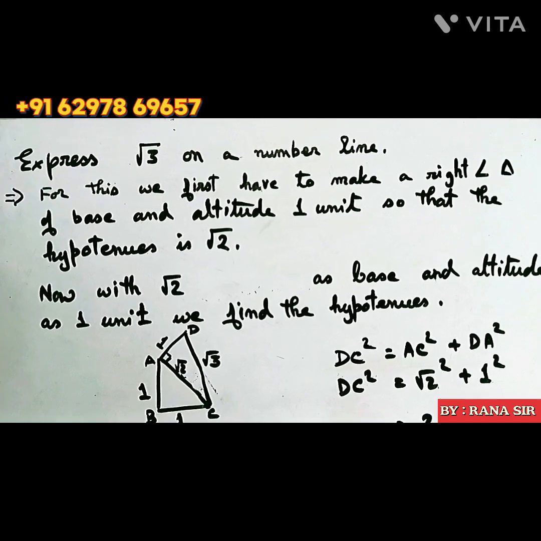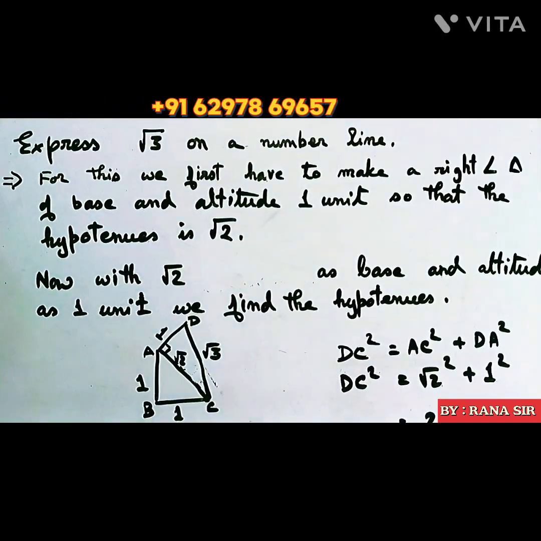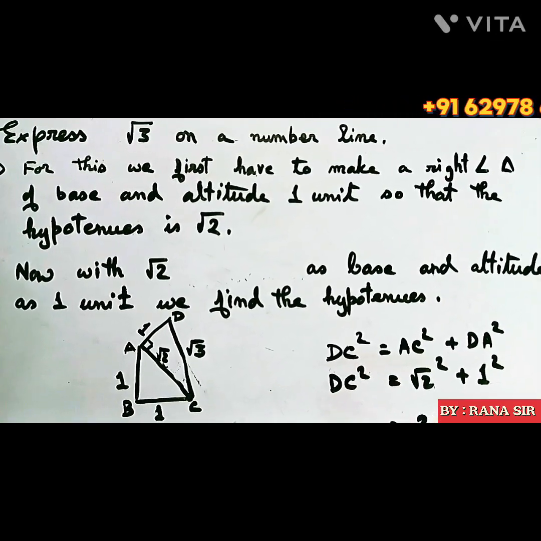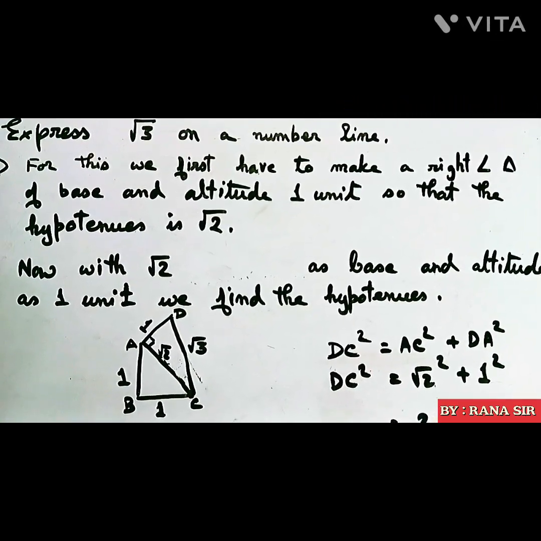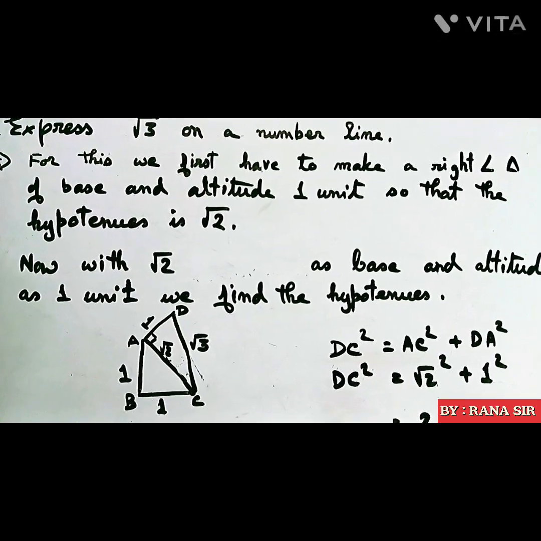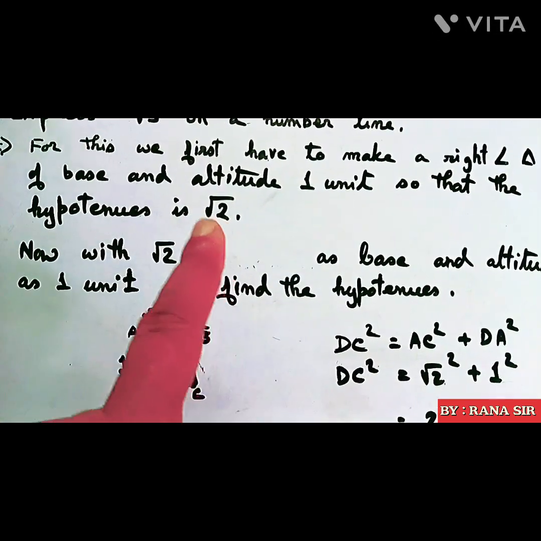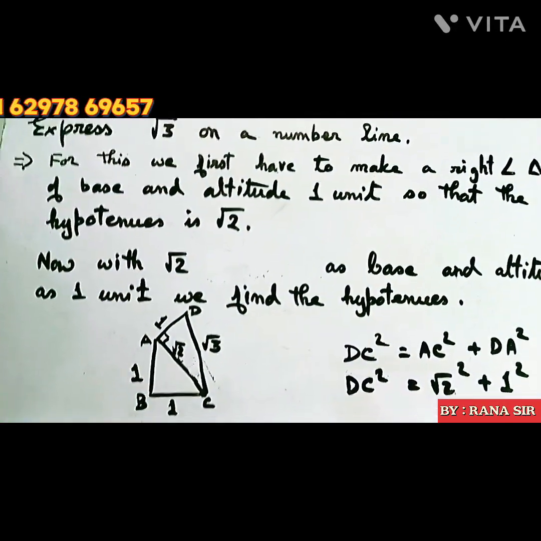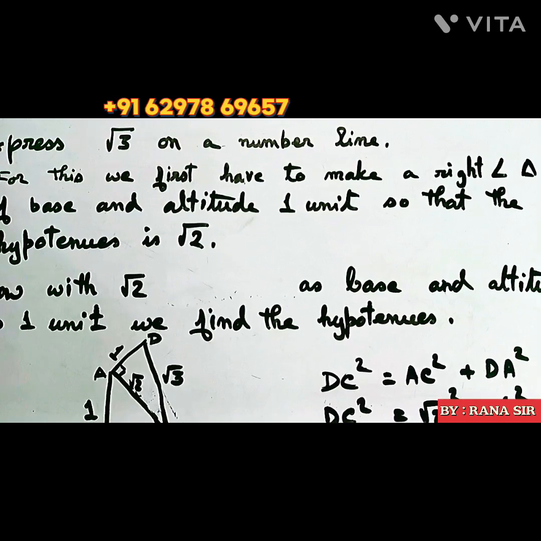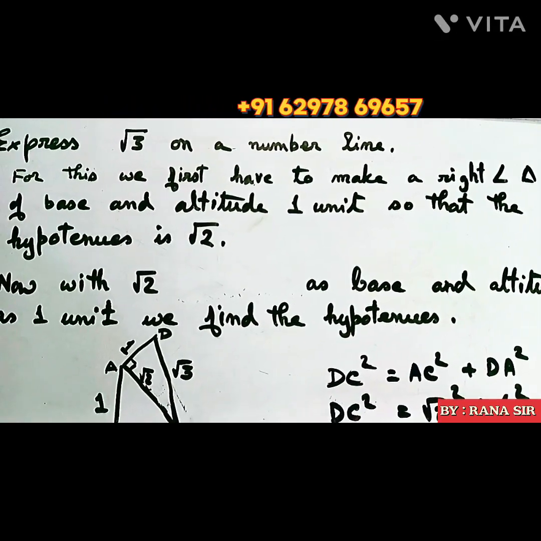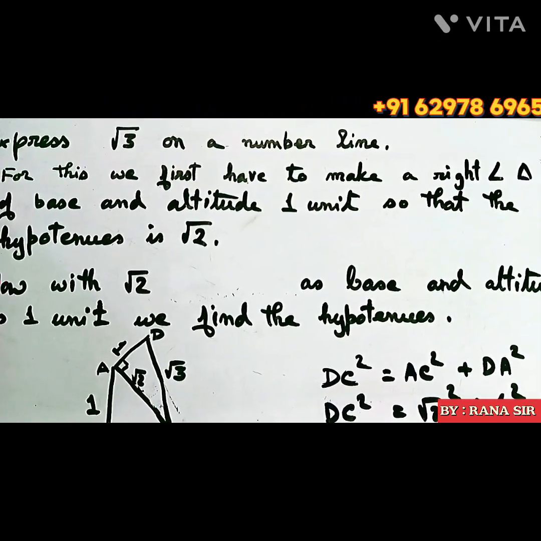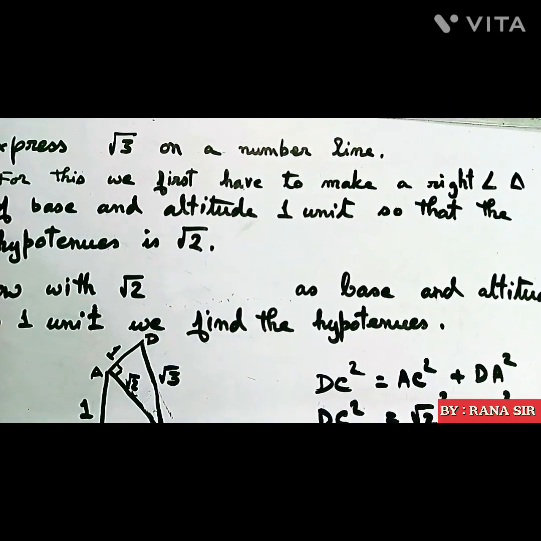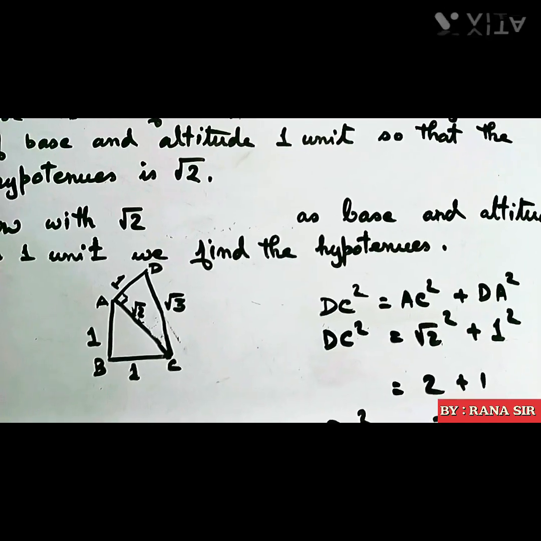Thank you, students. So in this video, I'll be teaching you how to express root 3 on a number line. For this, we have to make a right angle triangle with base 1 unit and altitude 1 unit, so that the hypotenuse is root 2. Please watch my root 2 video, express root 2 on a number line, for making root 2 on a number line.